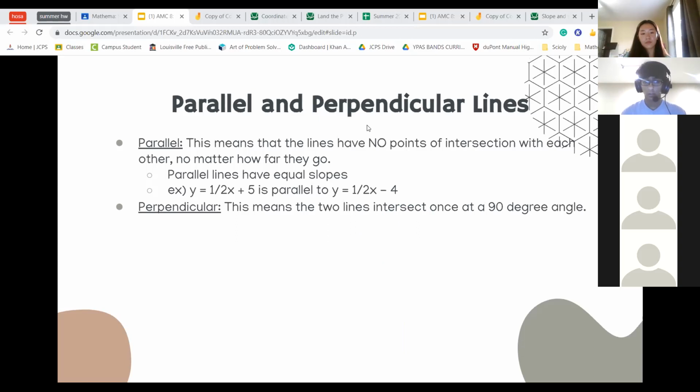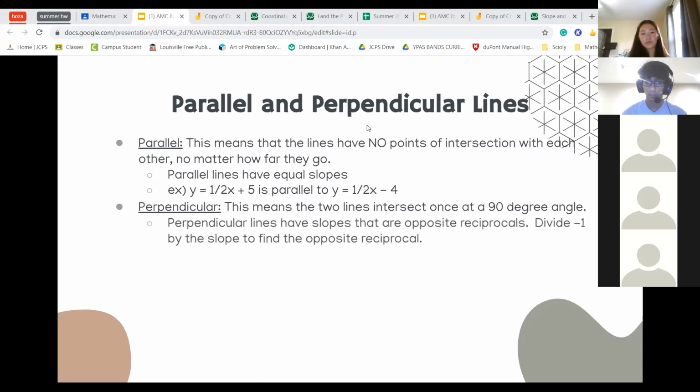And perpendicular lines are two lines that intersect once at a 90-degree angle. Think of a really common example of two perpendicular lines. Where would you see two perpendicular lines? Yeah, a square or a right triangle, stuff like that, right? Oh, sure, a plus or a multiplication sign. I guess that works.